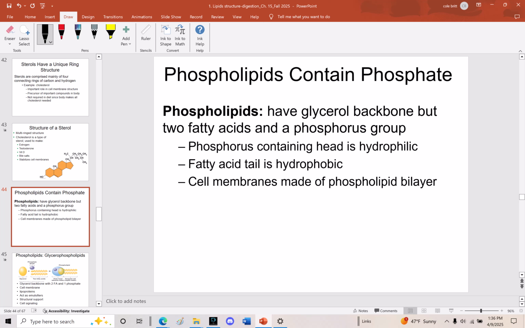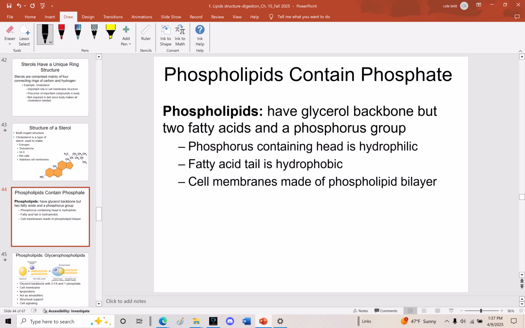So that's what makes phospholipids different from triglycerides. They only have 2 fatty acids, and they have a phosphate group. And this is going to make phospholipids very hydrophilic, at least the head portion. So this portion right here, the glycerol and the phosphate group, this is what's hydrophilic.